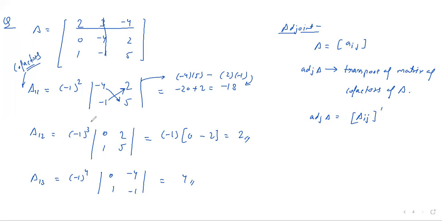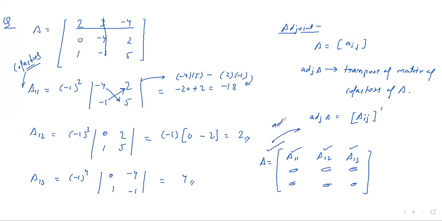So for that, let's say this is my cofactor matrix. We have found out the cofactors of A11, A12 and A13. Similarly, you will find that for A21, A22, A23 and A31, A32, A33. And then if you make a transpose of this cofactor matrix, that would be equal to my adjoint of A. Got it? I hope you got it.